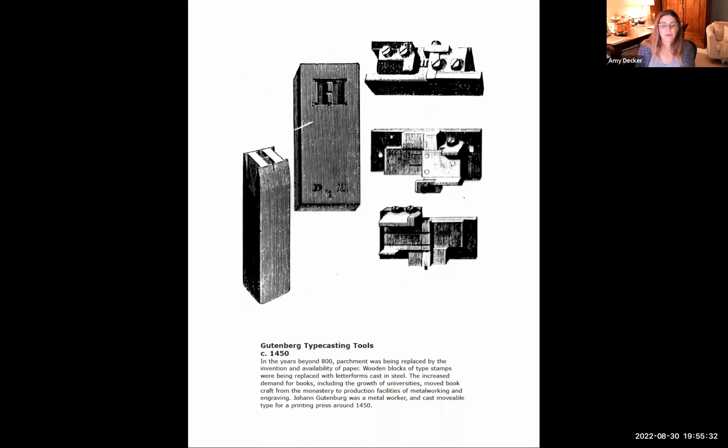This is what I'm talking about when we're talking about movable type. This is the typecasting tools that were used. Parchment was being replaced by the invention and availability of paper. Wooden blocks of type stamps were being replaced with letter forms cast in steel. And the increased demand for books, including the growth of universities, moved bookcraft from the monastery to production facilities of metalworking and engraving. So Johann Gutenberg was a metalworker, and he cast movable type for the printing press at 1450.